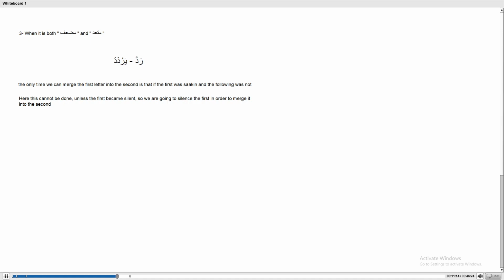What is what we wanted? That the first identical letter is sakin, and the letter following it is mutaharrik. So we merge the first into the second, and we place that shadda that we told you about, and over it is a dhamma. Why over the shadda is a dhamma this time? Because the second identical letter has a dhamma, and whichever haraka the second identical letter has, you just place it on the shadda after you merge.